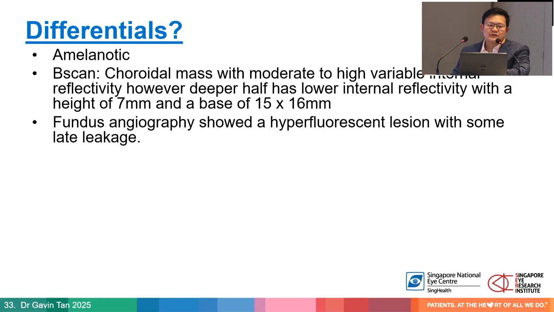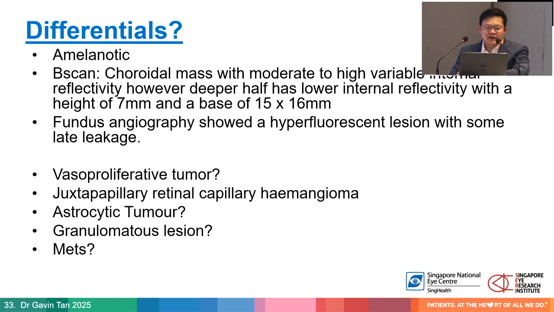Melanotic, we would always think of melanoma first. In the amelanotic tumors, you still need to think of metastasis as the most common, because that is the most common adult tumor that you will still find. But you need to think of the other differentials as well. In this case, as I mentioned, there was high to moderate internal reflectivity. It was quite a large tumor, height of 7 millimeters, base of 15 to 16, and leaking on an angiogram.